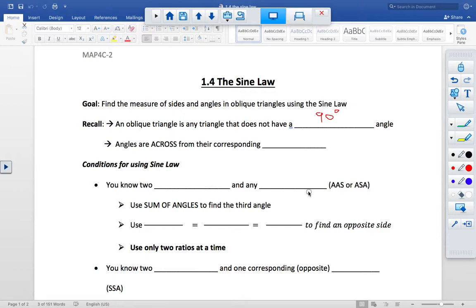Angles are across from their corresponding sides. So remember that when we name our triangle, let's say angle A in capital letters, side A is across from angle A. So across from their corresponding sides.